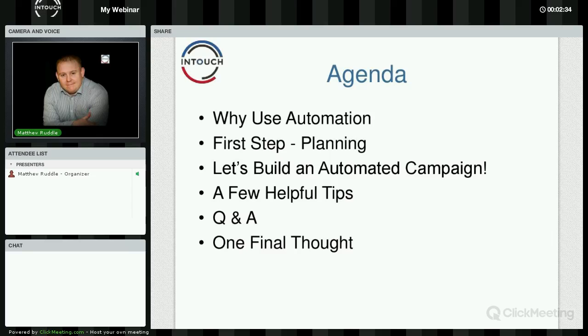So what are we actually going to cover? Well, we're going to find out why you should actually use automation. It's a buzzword that's around a lot at the moment. Everybody's talking automation this, automation that. But why? What is it? How can we use it, and how can you use it within your business? Then we'll look at the first steps, which are planning. Quite an important thing. And you'll hear me say planning throughout the webinar quite a lot because it is key to it all. We'll then look at actually building the automated campaign.